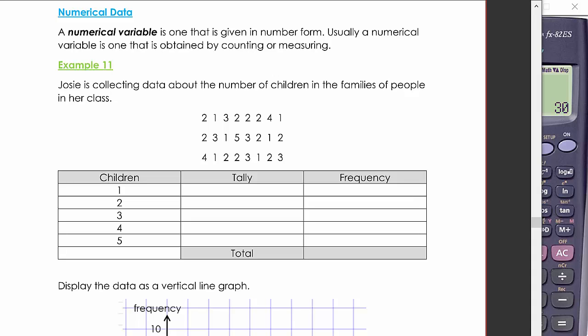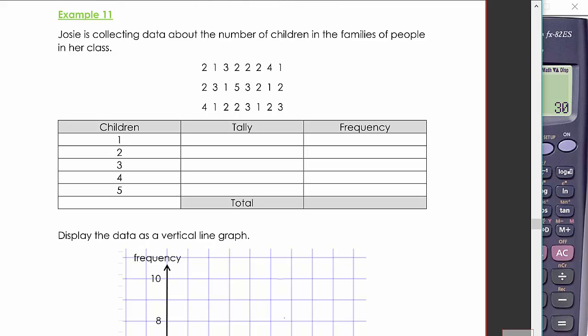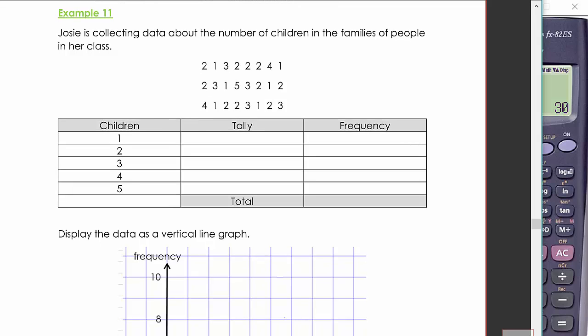A numerical variable is one that is given in number form. Usually a numerical variable is one that is obtained by counting or measuring. You can actually get numbers used to represent categorical data, but we're not going to encounter that situation until much later, so nothing to worry about there.